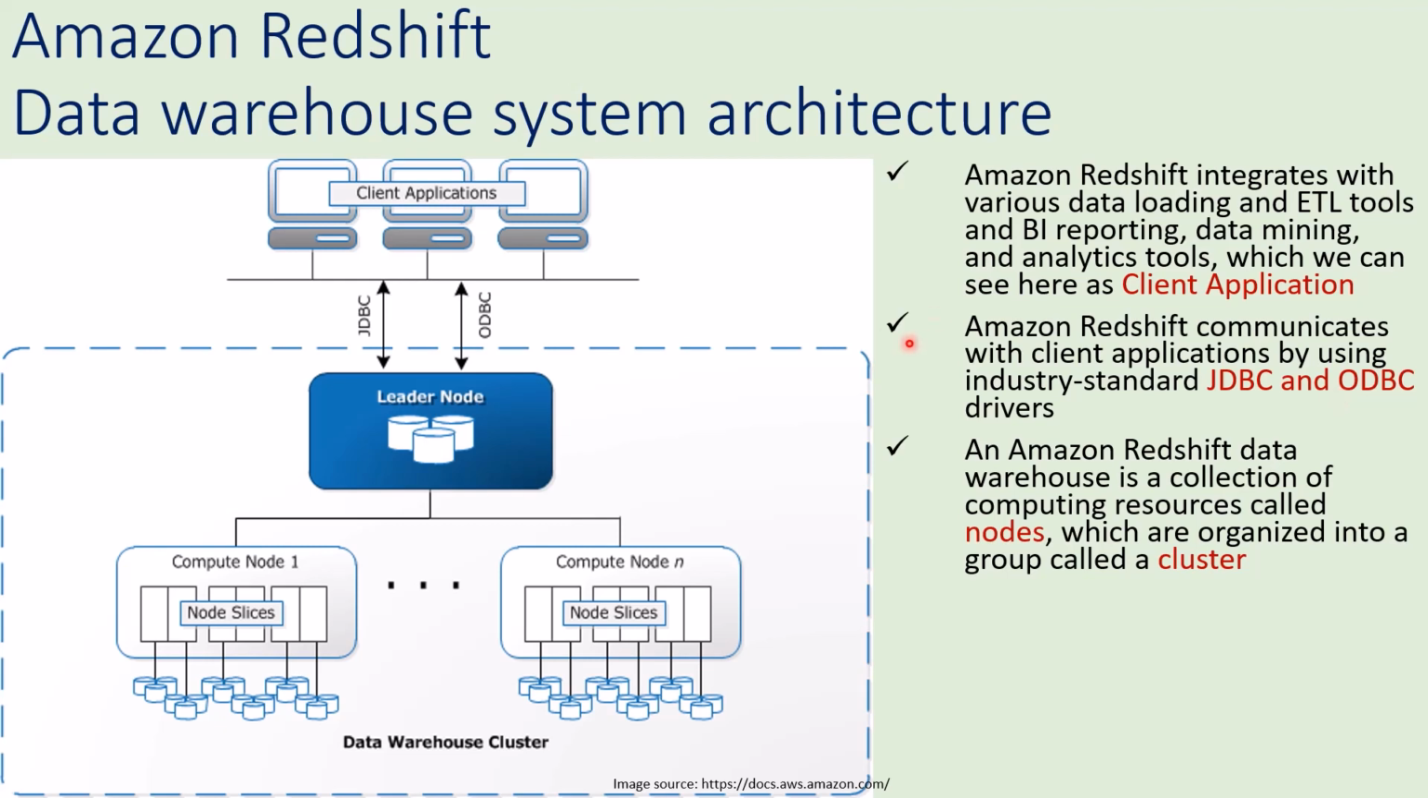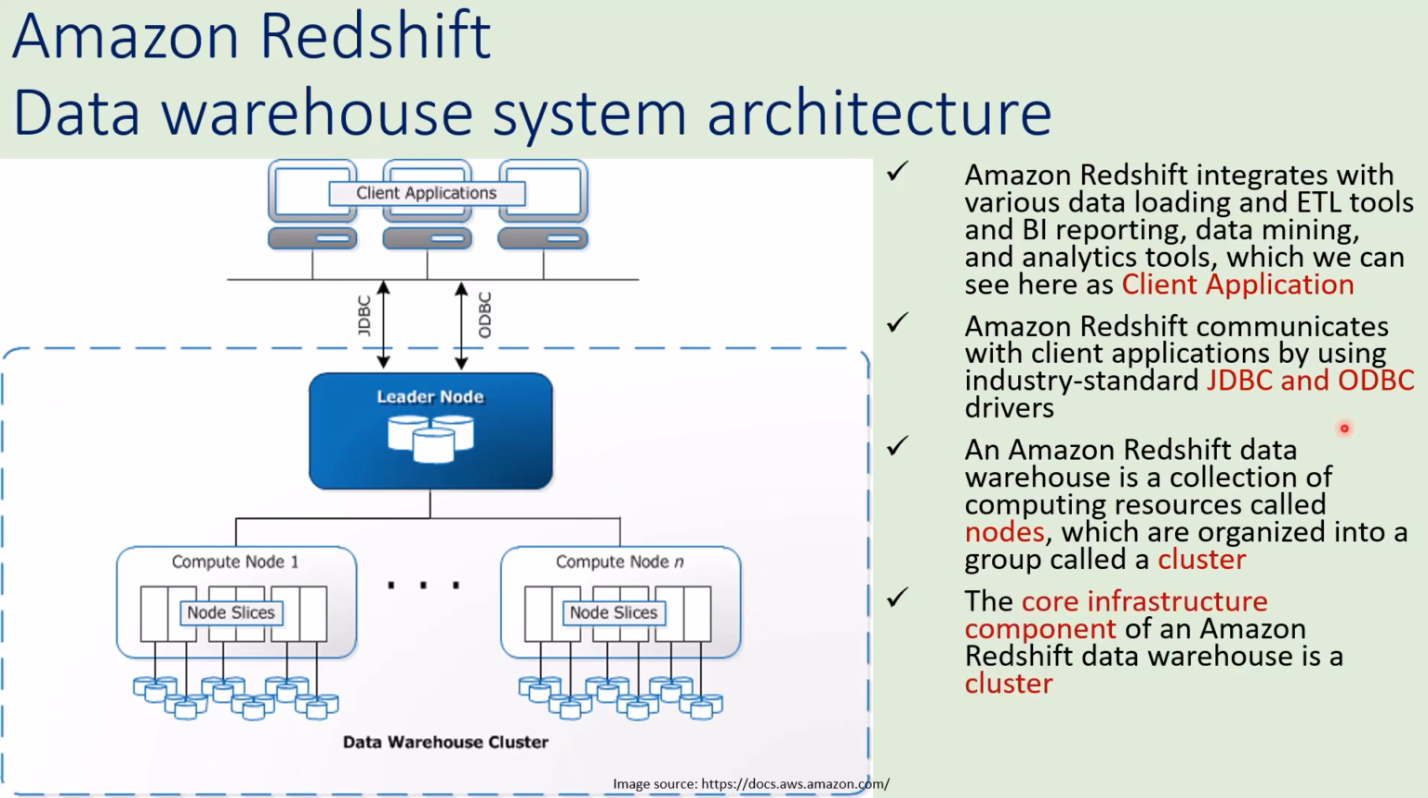And Amazon Redshift data warehouse is collection of computing resource called nodes, which are organized into a group called cluster. So this is data warehouse cluster. The core infrastructure component of an Amazon Redshift data warehouse is a cluster. So this is core infrastructure component of Redshift.